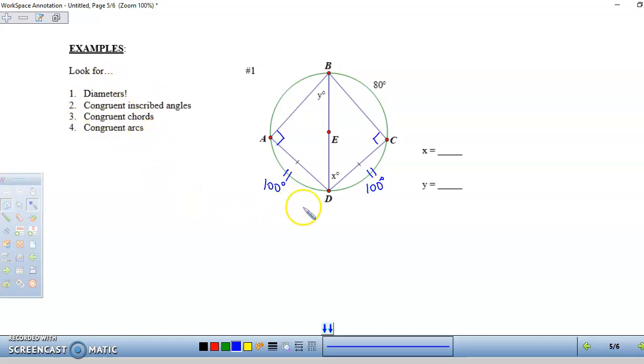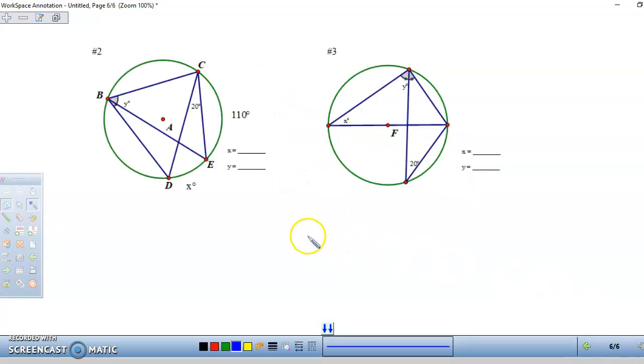After you've marked those things, it should be very obvious what the values of your variables are. So here, see how y intercepts 100, so that's going to be 50. And here, see how x intercepts 80, so that's going to be 40. Okay, next one. So I want you to pause and try these on your own, and then come back when you're done.